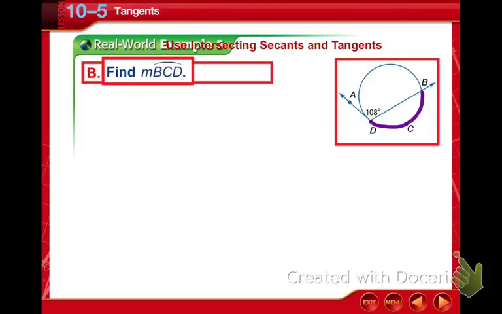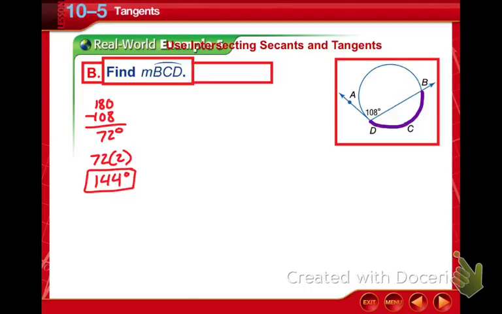So we have, the way I said first, we would do 180 minus 108, which gets us 72 degrees. So that is the other angle, and we just need to double that to get our arc. So 72 times 2 is 144.